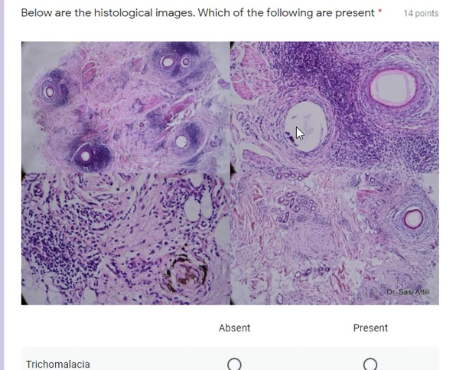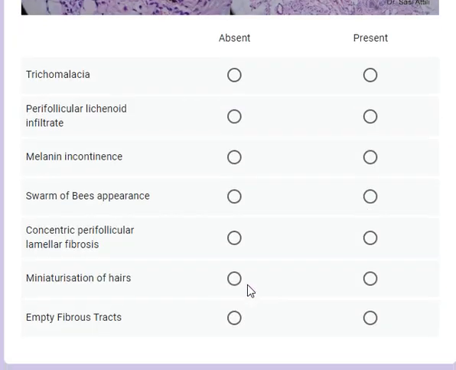So swarm of bees basically refers to a swarm of bees around the hair follicle. Usually around the bulb is what we call the swarm of bees appearance, but I'll give you the mark if you have said yes to this, because this is definitely the swarm of bees, but not against the bulb, but against the infundibulum and in the isthmus area of the hair follicle.